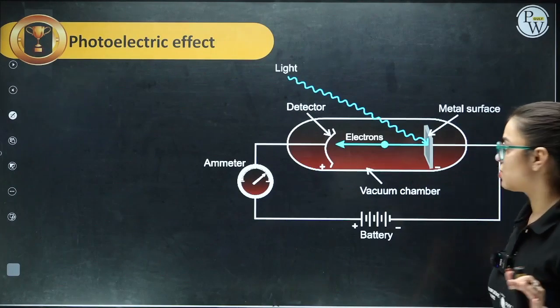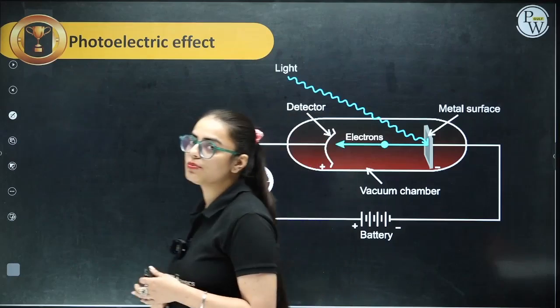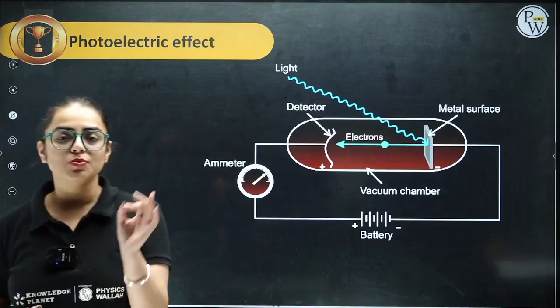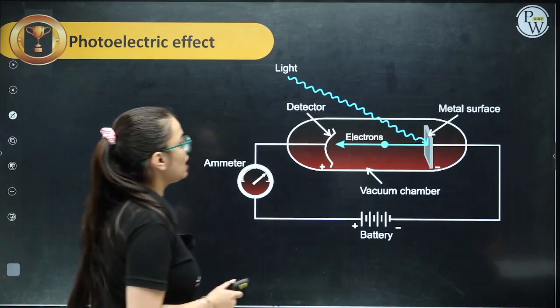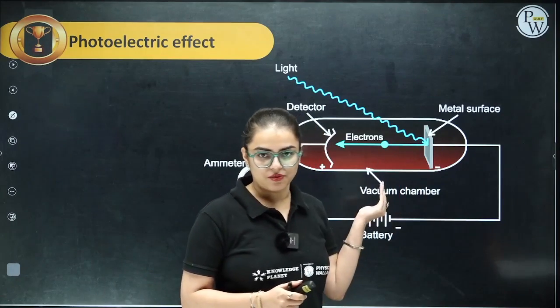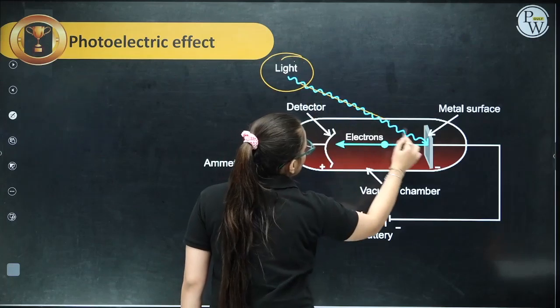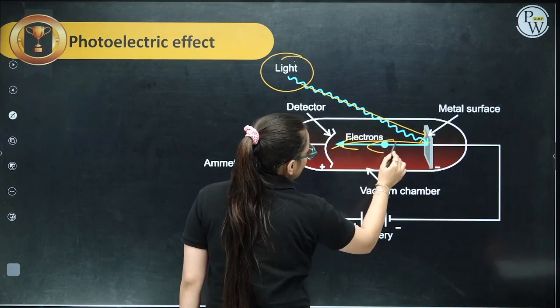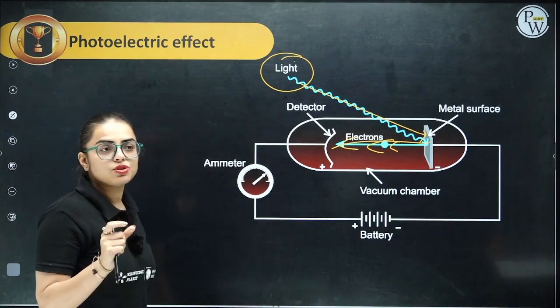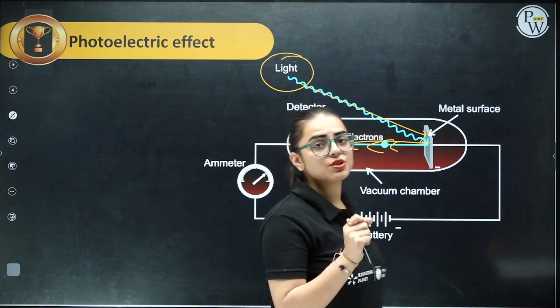Now comes the photoelectric effect. What do you refer to as the photoelectric effect? Basically you are bombarding a beam of light on a particular metal surface, and electrons are emitted from that metal surface. So you are bombarding a certain beam of light at a metal surface and electrons are emitted out. This is what the photoelectric effect is.